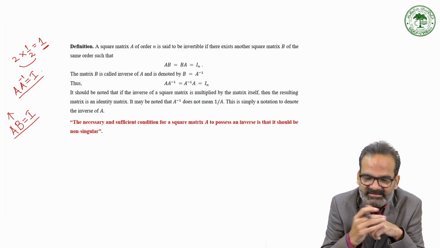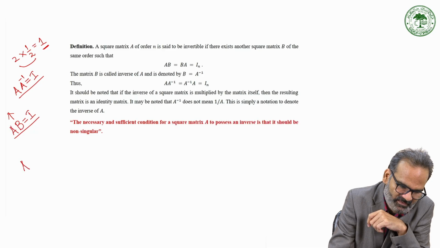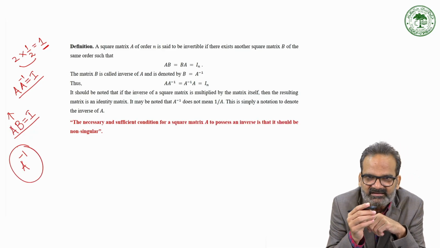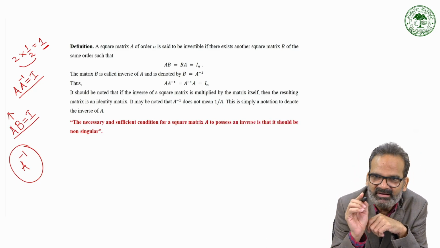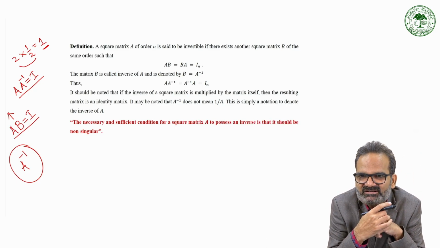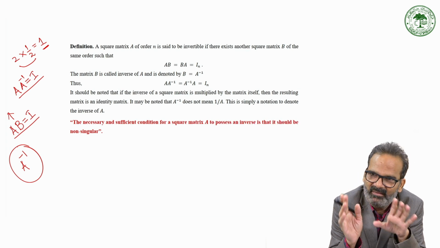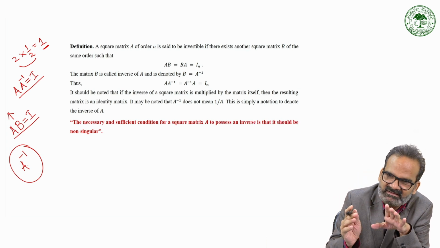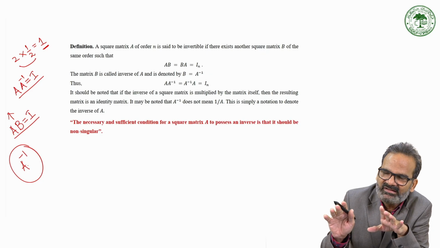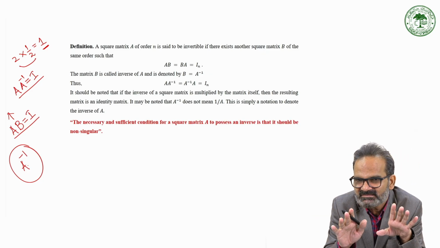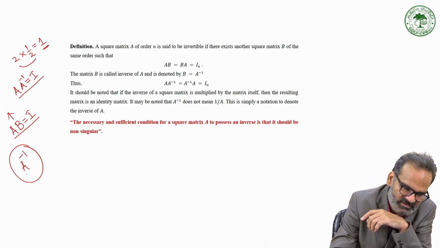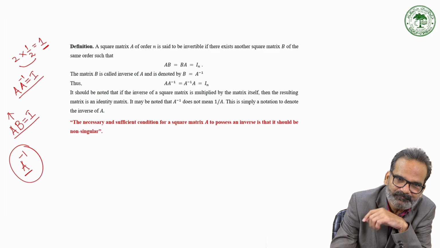It may be noted that the inverse of a matrix is denoted by A inverse, right? It may be noted that A inverse doesn't mean 1 upon A. This is simply a notation to denote the inverse of a matrix. So, the inverse of a matrix, if it exists, every square matrix need not have its inverse, but if the inverse of a square matrix exists, it is denoted by A inverse, right?